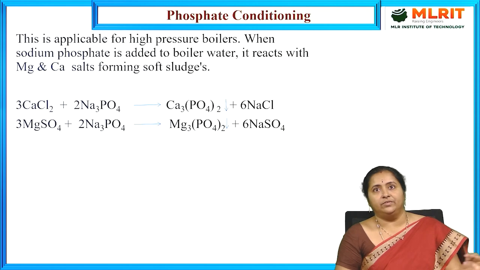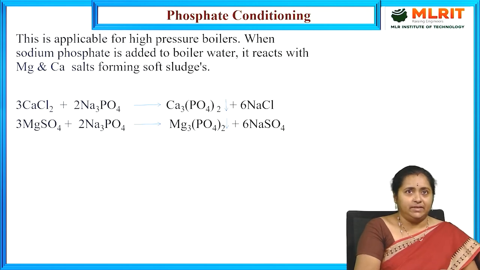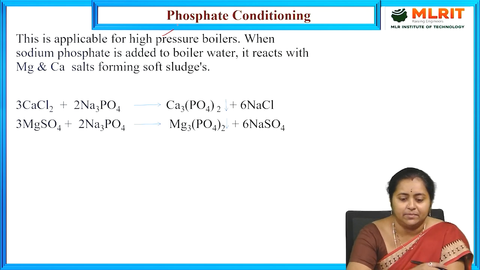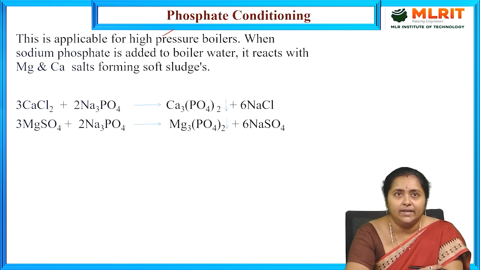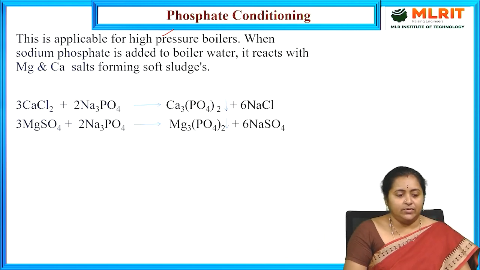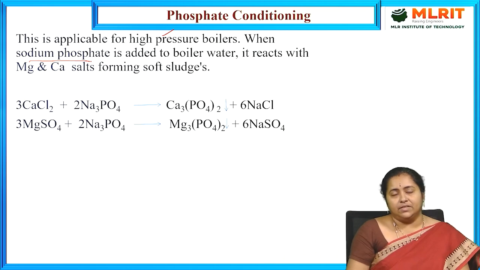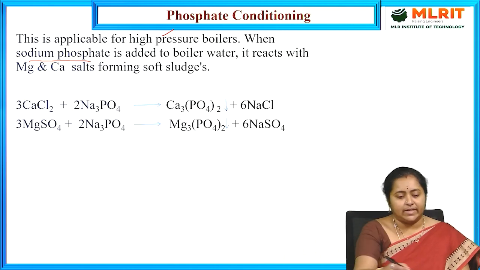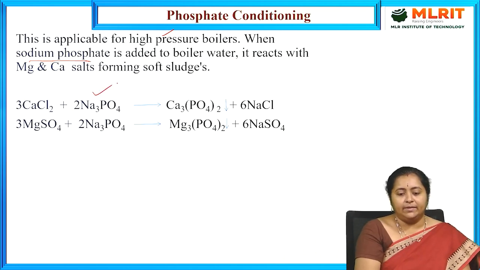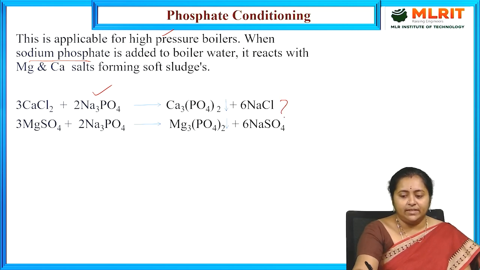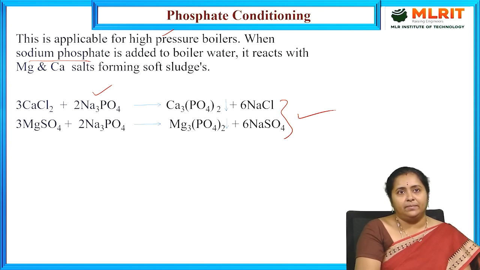Let us go with the next, phosphate conditioning. Phosphate conditioning is applicable for high pressure boilers, boilers which are working under high pressure conditions. In this, we add trisodium phosphate, or we will call it sodium phosphate, that is Na3PO4, in calculated amounts to the boiler water. And if it is mixed very well, these are the reactions that take place. If water has hardness causing salts like calcium chloride and magnesium sulfate, they will combine with trisodium phosphate, thereby producing corresponding complexes of calcium and magnesium phosphate.